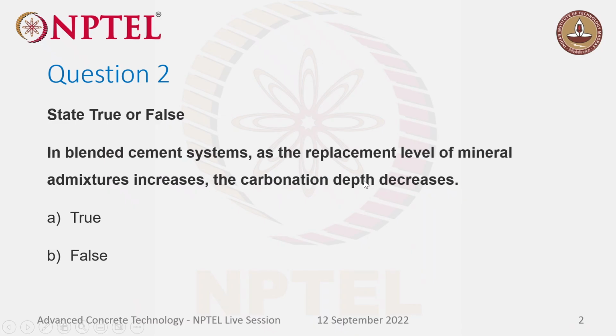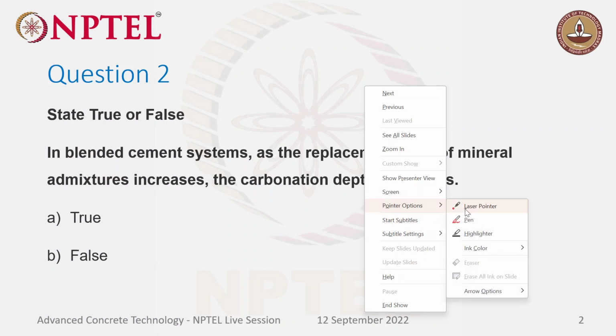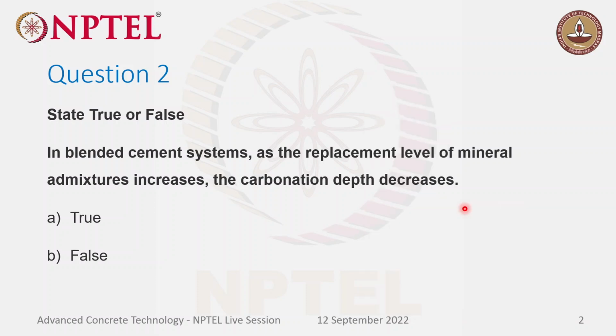So as you said, the correct answer is false. We know that OPC hydrates to form CSH and then Portlandite. Once carbon dioxide comes from the atmosphere, the Portlandite reacts with carbon dioxide to form calcium carbonate, which forms a hard layer outside, and further penetration of carbon dioxide is stopped with the formation of calcium carbonate.